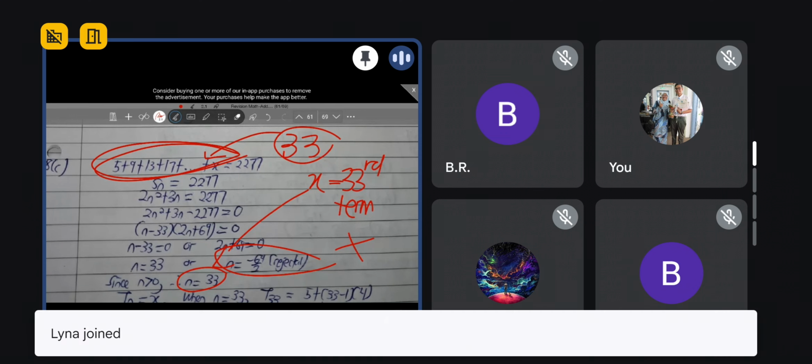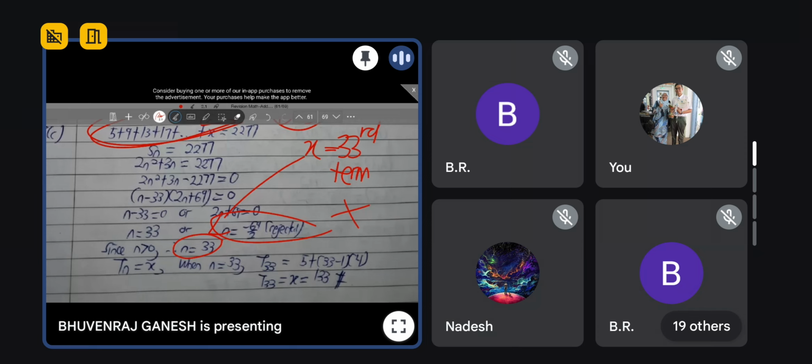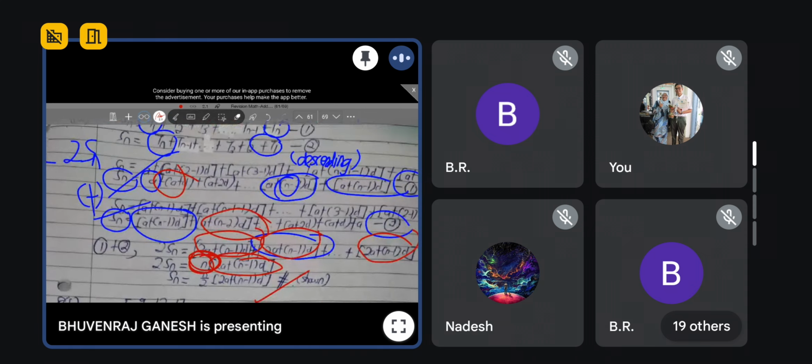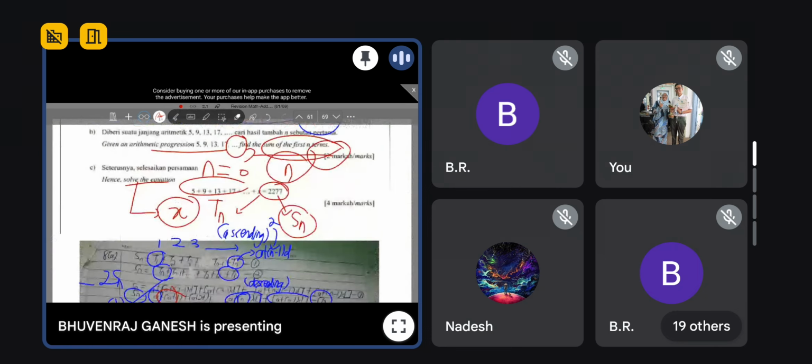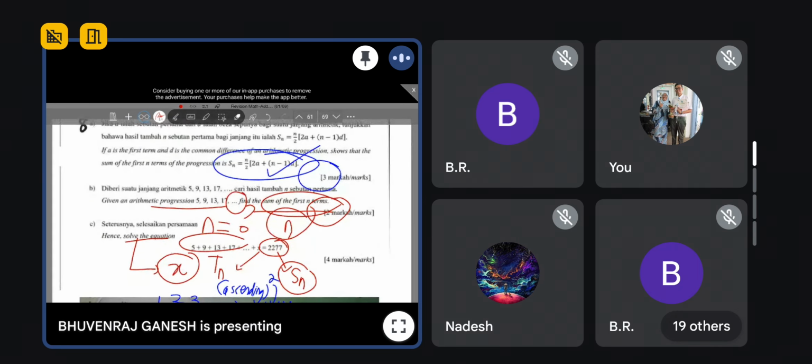Okay, so then you can find nilai x dah, because x value will be your T33 now, as I say just now. So then a plus (n minus 1)d sahaja. Kamu selesaikan, dapat jawapan 133. Do you get, guys, the question A? How to solve this whole question? Totally 9 marks. Okay, quite a lot. So are you all clear with soalan 8?